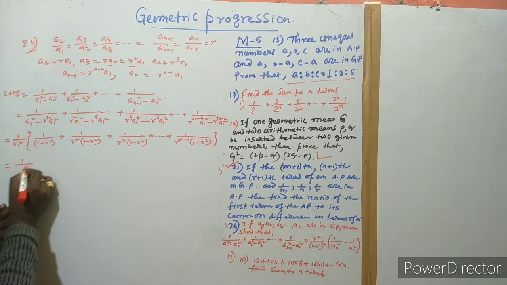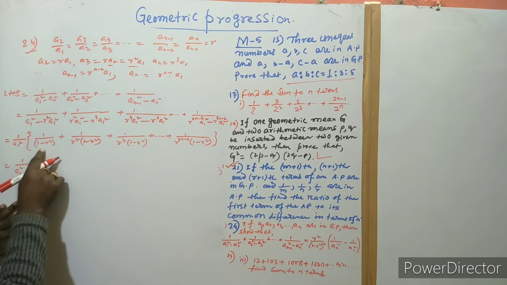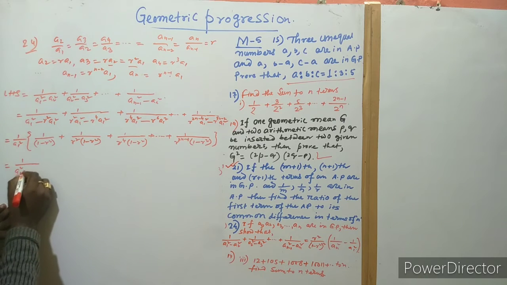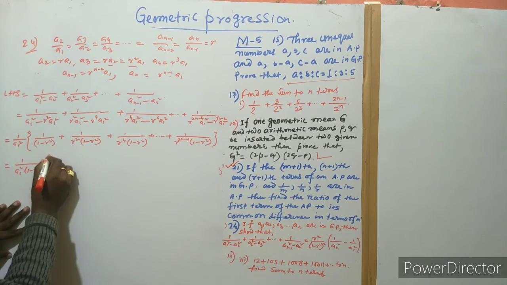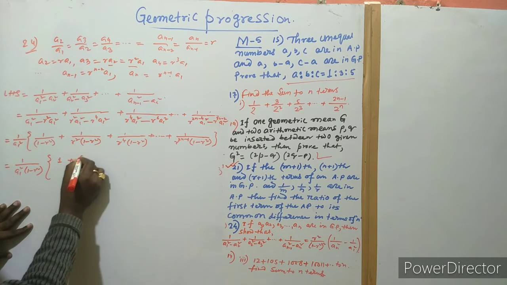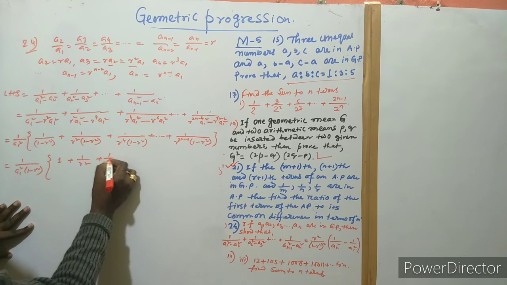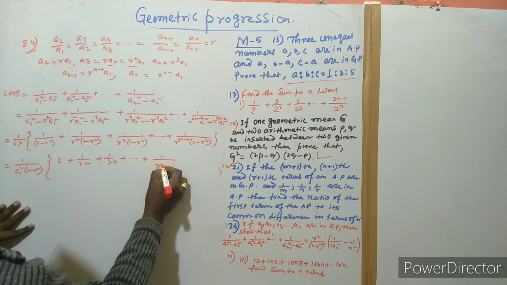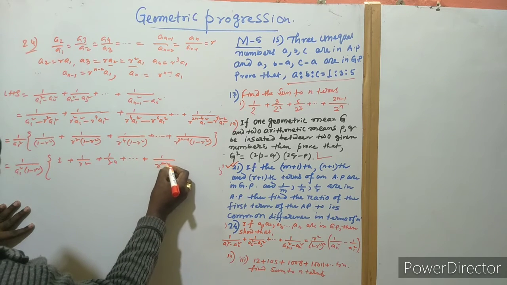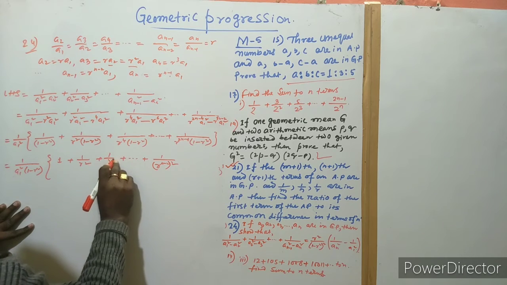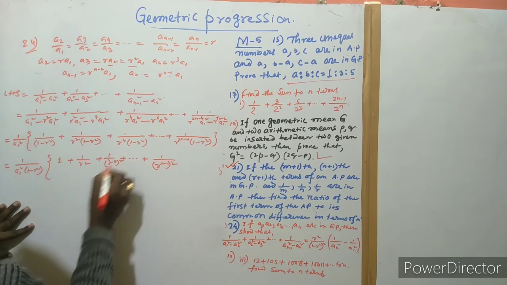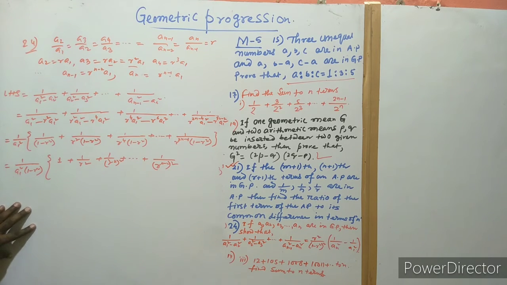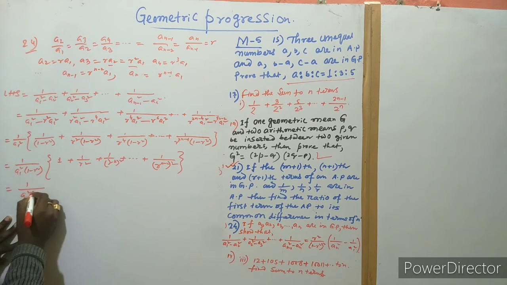So see, A1 square, and also these factors are taken common, that is 1 minus R square. So after that, this is here 1 and R square and R to the power 4, and this is R to the power n minus 2, and this is a square actually. Okay. So see, A1 square and 1 minus R square.